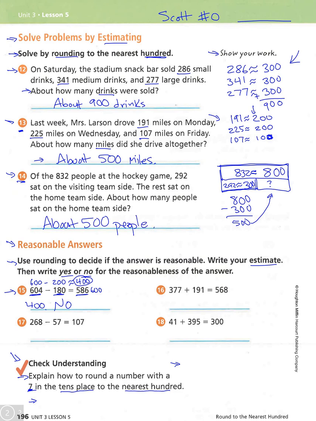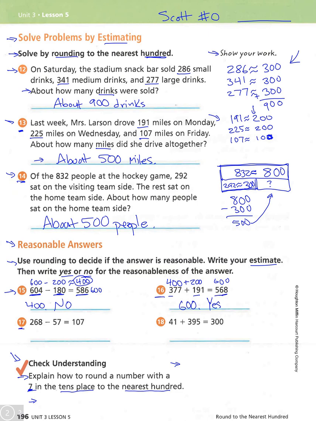So now let's go ahead and look down here at number 16. Remember, we're looking at the reasonableness of the answers by rounding first. So right above that 377, I'm going to say that rounds to 400. And then 191 rounds to 200. So those two together would equal 600. Is 568 somewhere close to 600? Yeah, I think so. So I'm going to say 600. I'm going to say, yeah, that's pretty close. That's close enough, because that would round to 600, right?